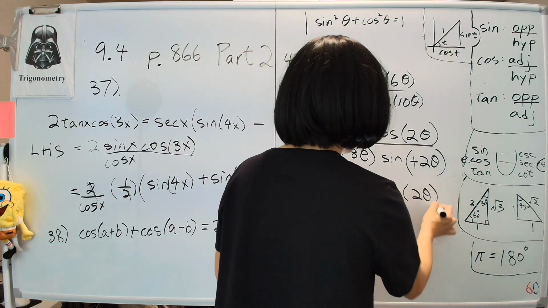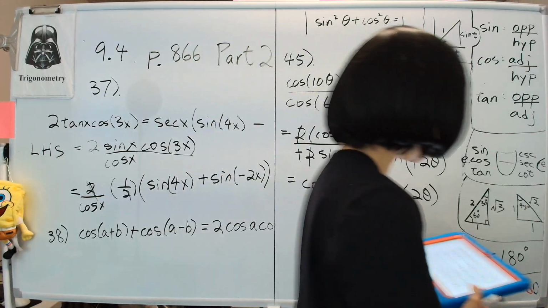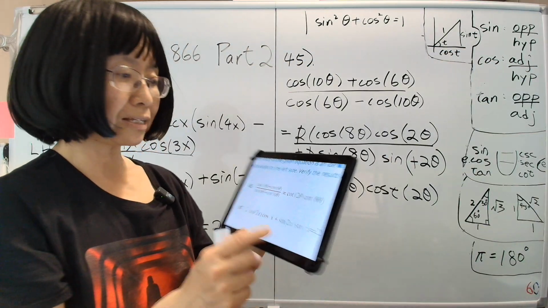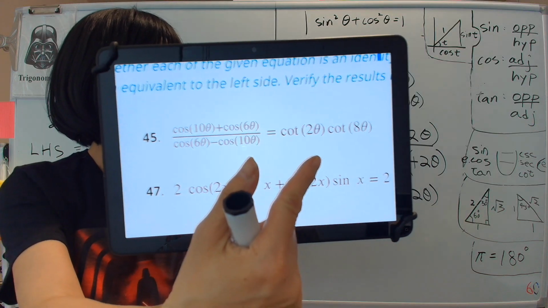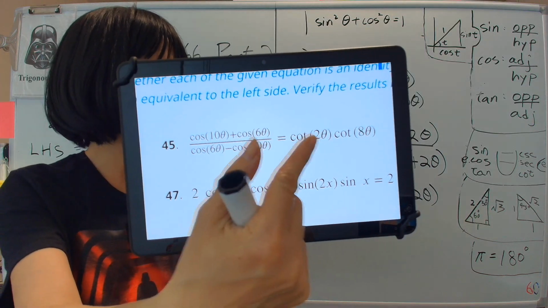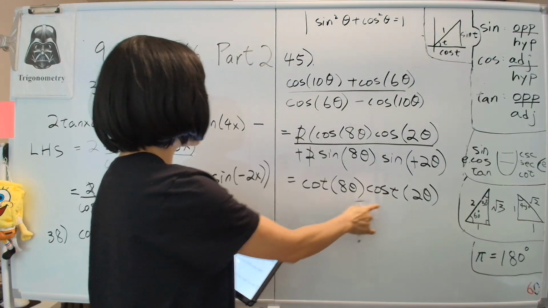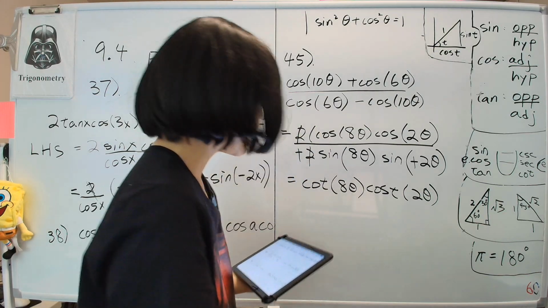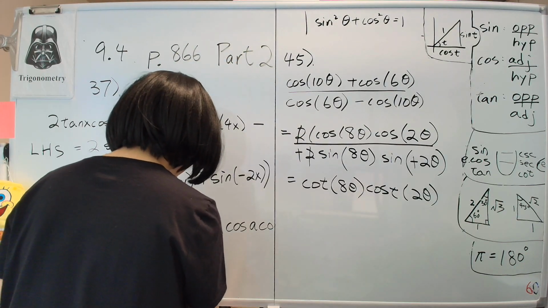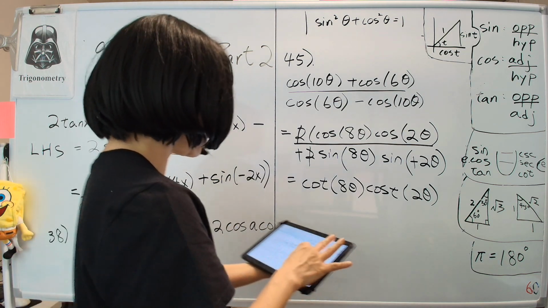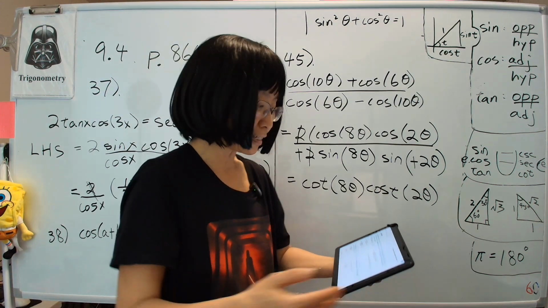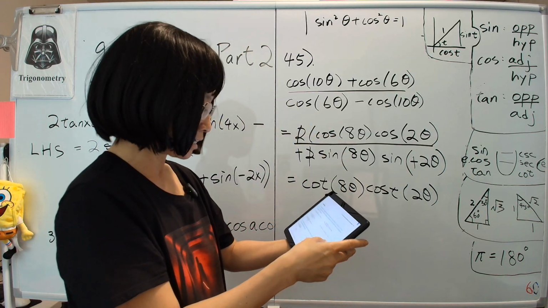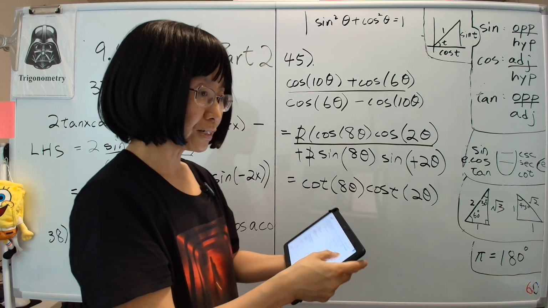And that is, I believe, the other side, right? Yes, it is. See, cotangent 2 theta times cotangent 8 theta right here. So the left hand side does equal the right hand side, and therefore this is indeed an identity. Because this problem asks us, is it an identity? It's a yes, no question. So the answer is yes, and that is problem 45.